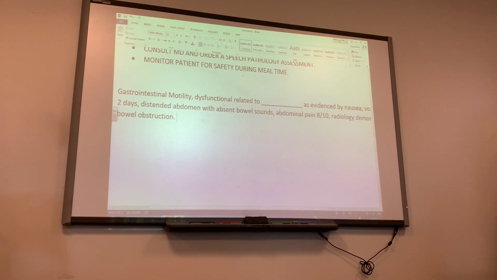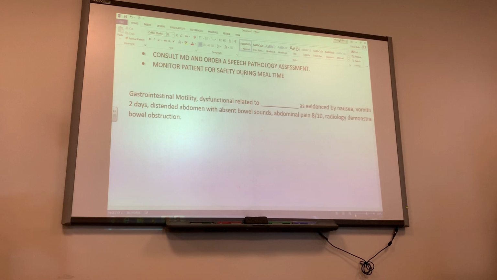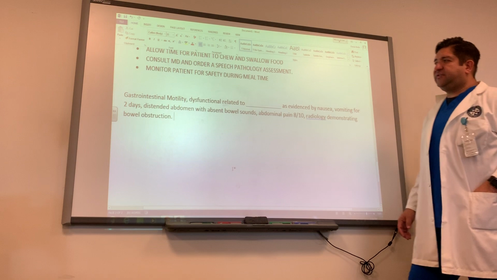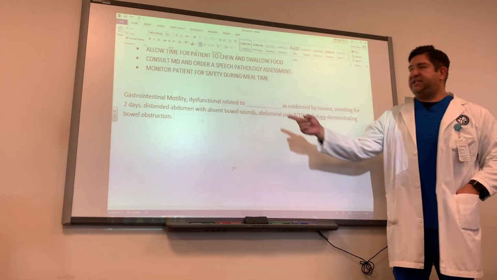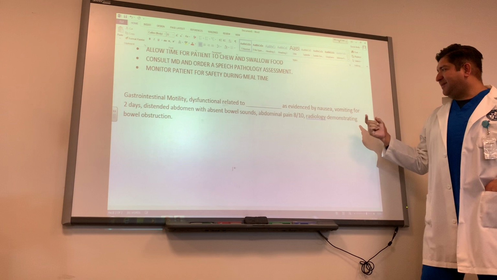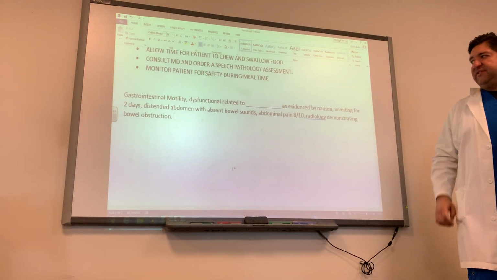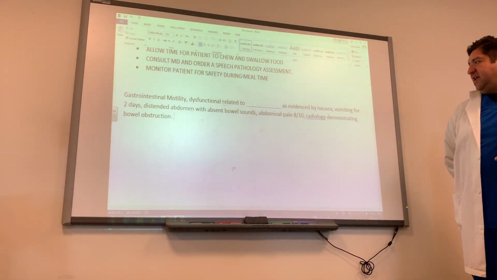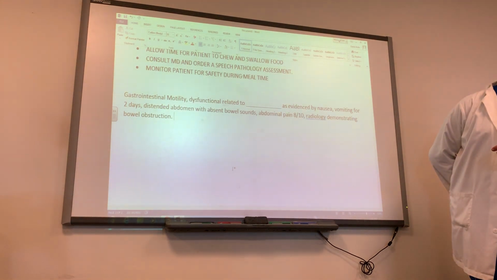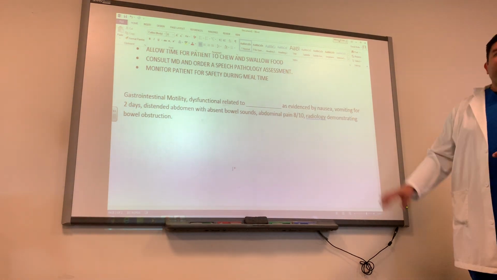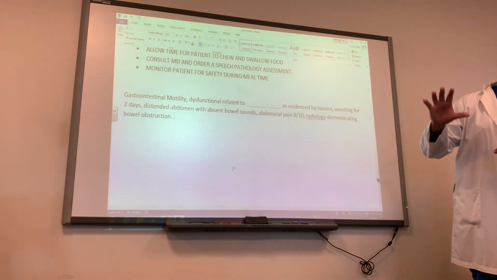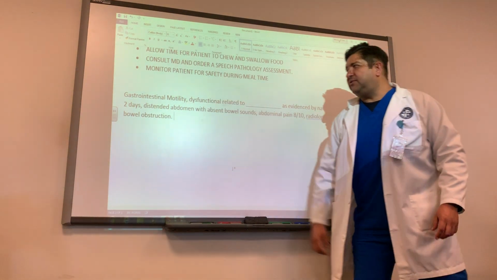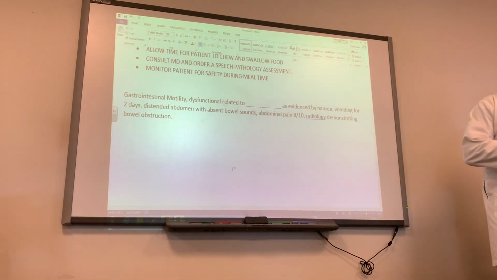Okay, let me shoot this so we can see it all on one page. All right, our nursing NANDA: gastrointestinal motility, dysfunctional, related to blank, we're going to get to this in a second, as evidenced by nausea, vomiting for 2 days, distended abdomen with absent bowel sounds, abdominal pain 8 out of 10, radiology demonstrating bowel obstruction. That's like 6 evidences. I'm stretching it out a little bit, but I just want you to see what I'm looking for as an instructor. How does the student know that there is a bowel obstruction, or that we're going to use gastrointestinal motility as a nursing diagnosis?